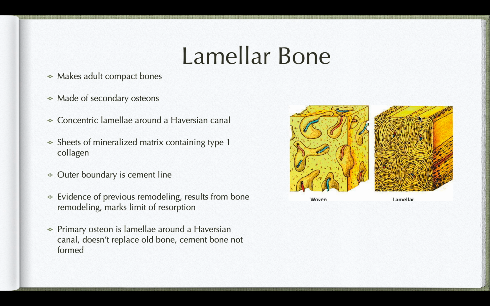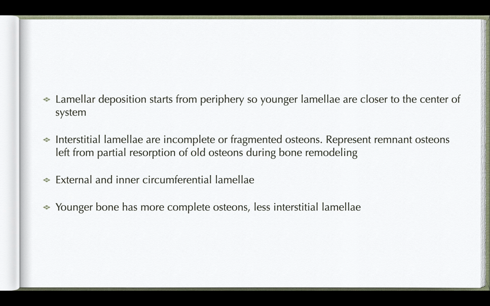Primary osteon is the lamella around the Haversian canal. That doesn't replace the old bone, and a cement line is not formed. Lamellar deposition starts from the periphery, so younger lamellae are closer to the center of the system. So in the appositional growth, it grows inwards, right?